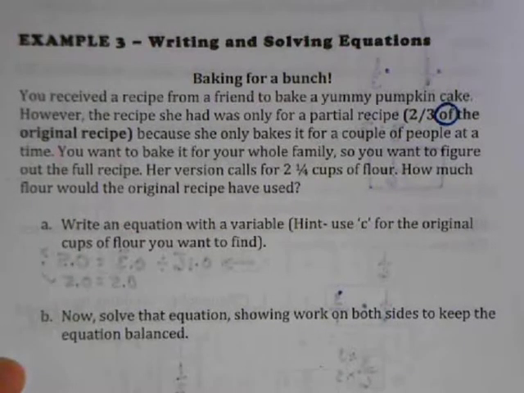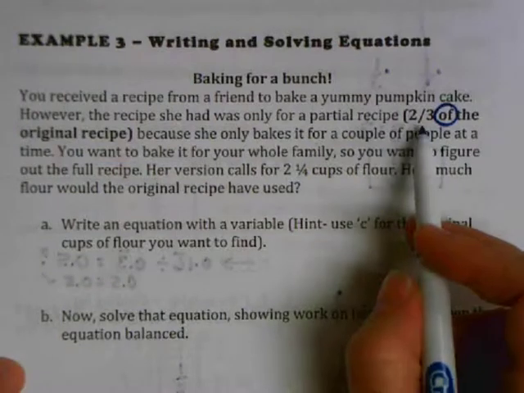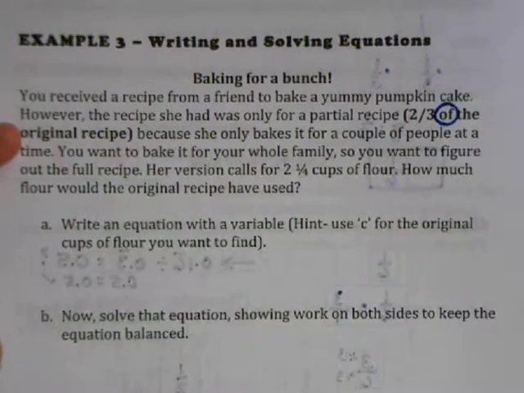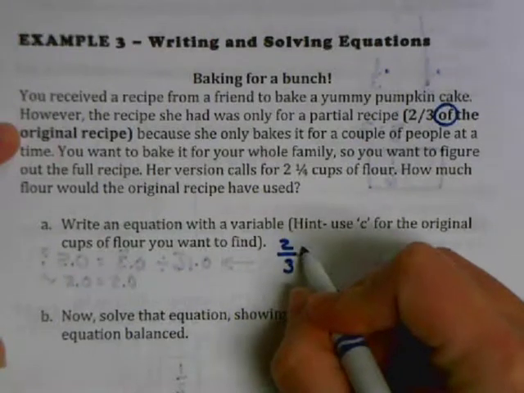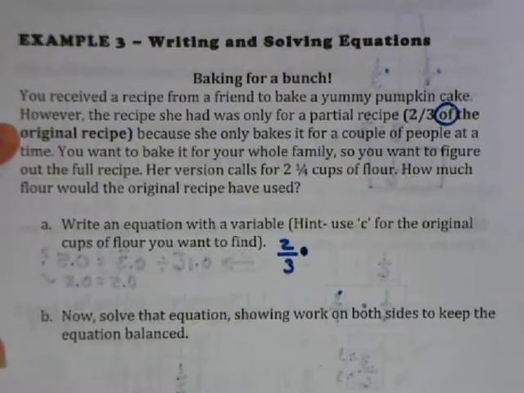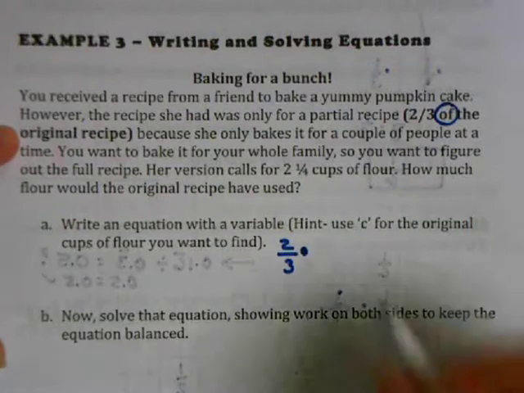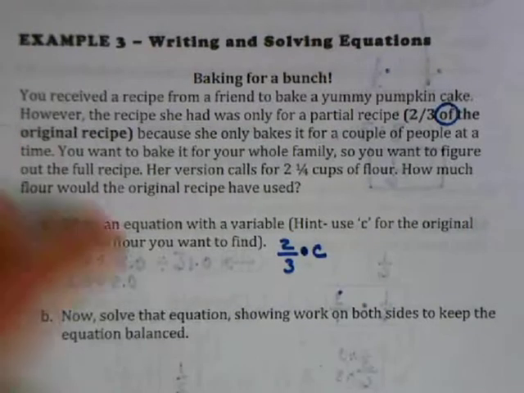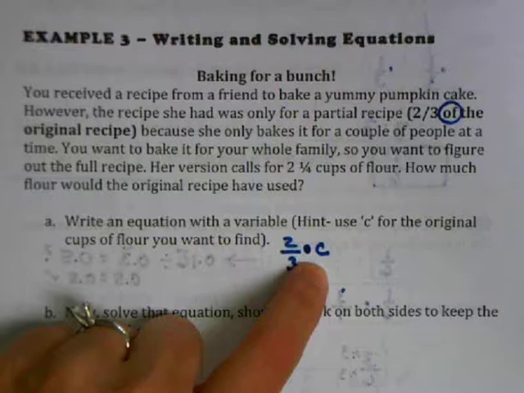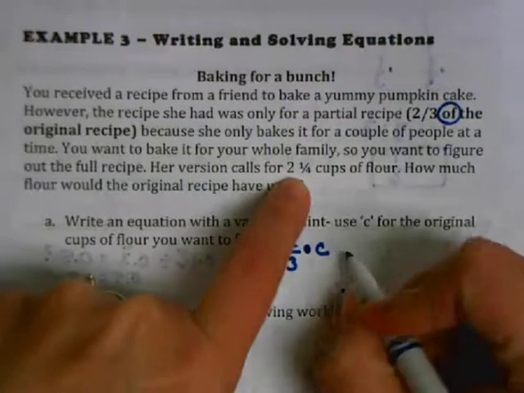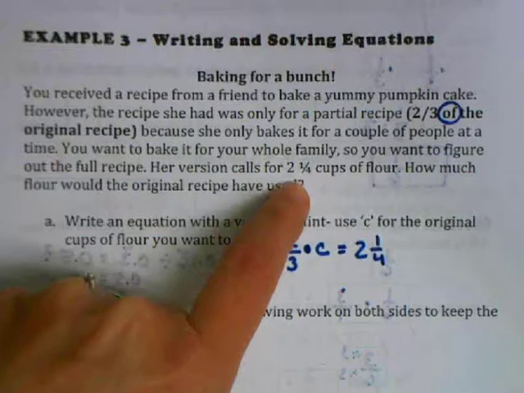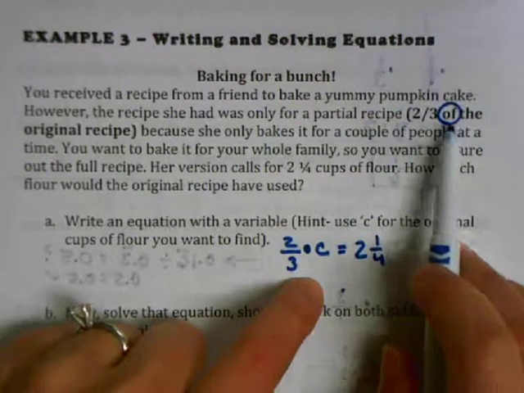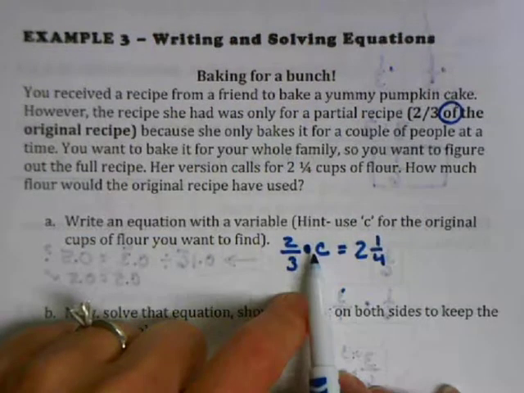Times. Of means multiplication. So if I just say that out loud, 2/3 of the original recipe, how could I write that? 2/3, what's of? Times. And what was the original recipe? How much flour should I have used? I don't know. That's my C. So 2/3 of that original ended up being what? 2 1/4, so equals 2 1/4. Do you see how we came up with an equation just by knowing that of meant multiplication?